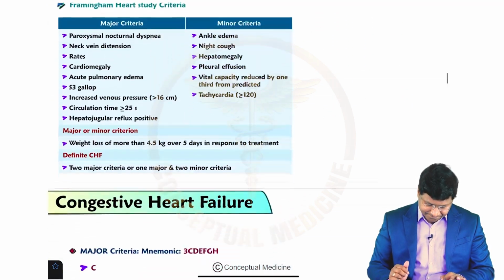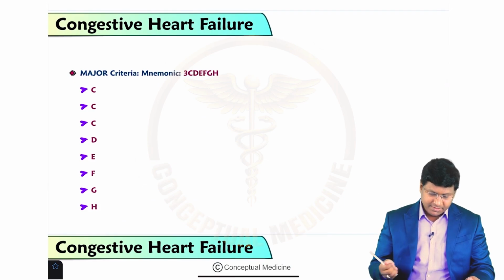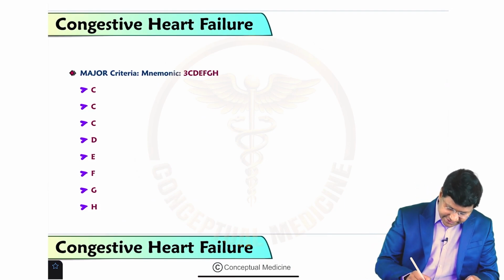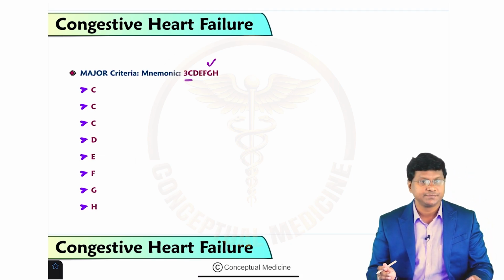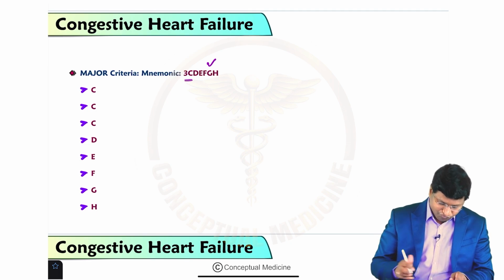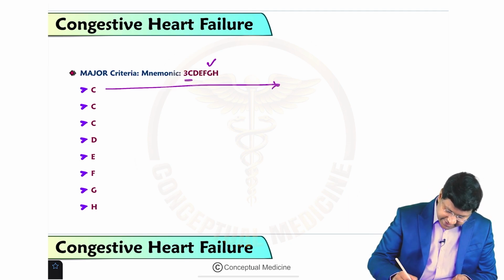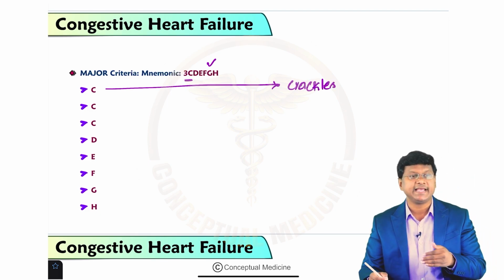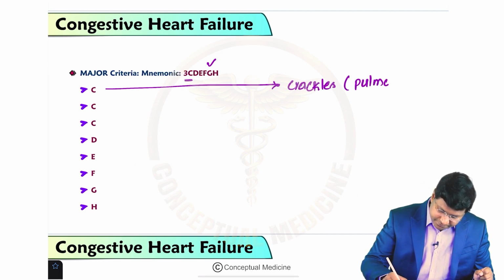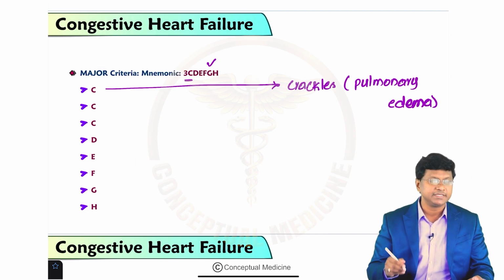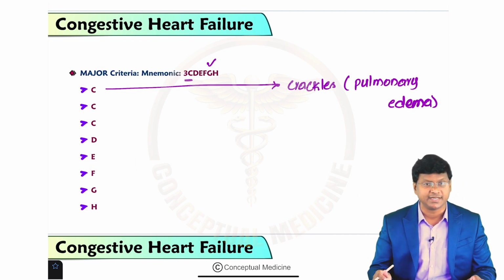If you take the major criteria, the mnemonic is 3 C's and then D, E, F, G, H. So now what are these three C's? The first C stands for crackles. And why do they have these crackles? That is because of the pulmonary edema, there will be crackles or rales within the lungs.